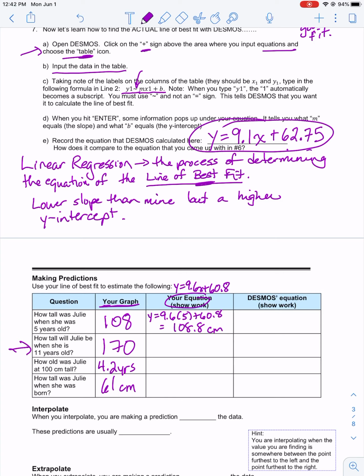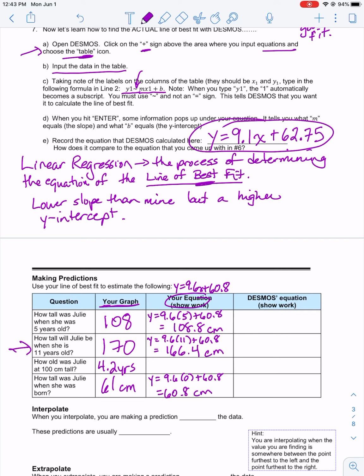How tall will she be when she's 11? I can be a little bit more accurate now because I have the equation and I can just substitute the number in. So 9.6 times 11 plus 60.8. It's actually 166.4 centimeters. I'm going to jump down to the last one. y equals 9.6 times 0 plus 60.8 equals 60.8 centimeters.